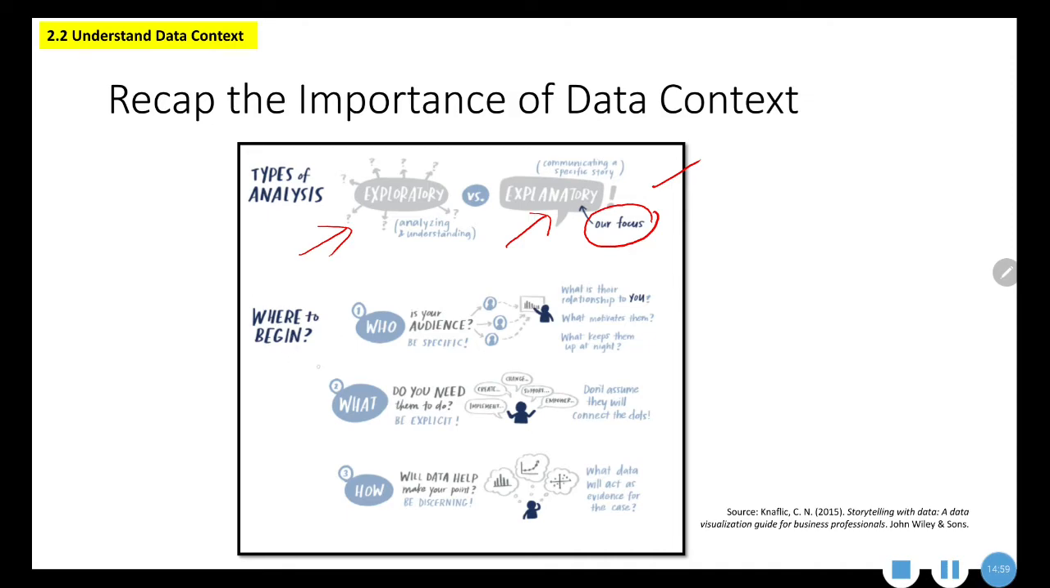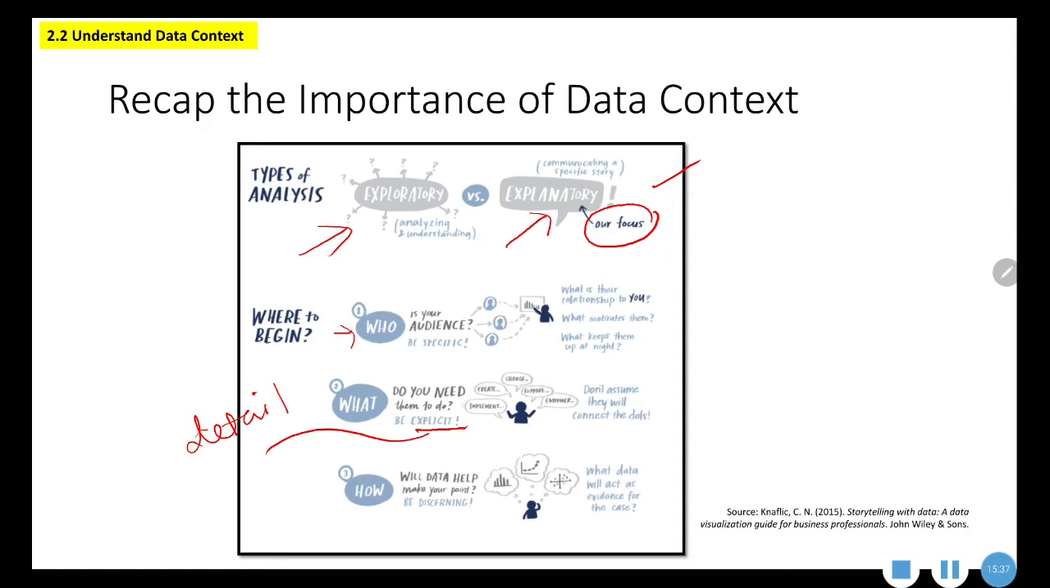And where to begin? First, ask yourself, who is your audience? You have to be specific. Who are they? What is their relationship to you? Maybe they are your customers. And then, what motivates them towards that data? What keeps them up at night, for example? And then, what do you need them to do? You have to be explicit, which means detailed. Don't assume they will connect the dots.